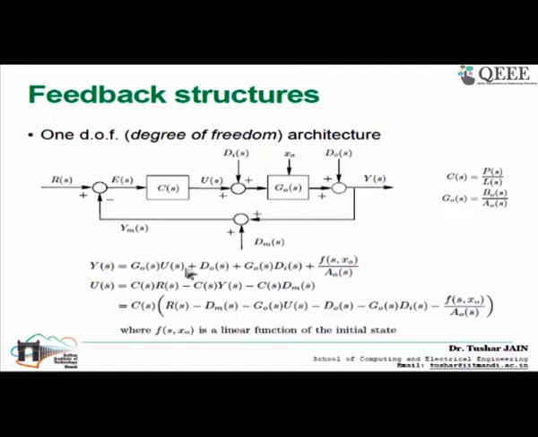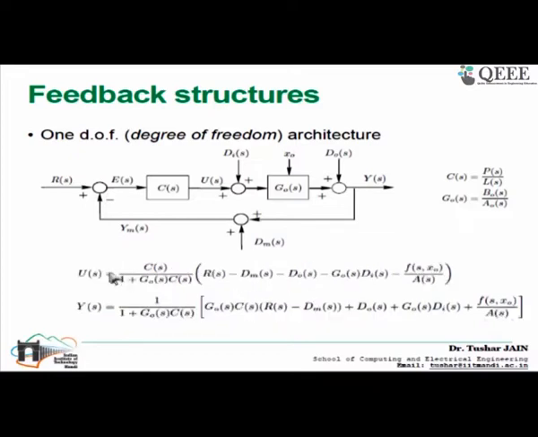You would get your Y of S in all the external variables, right? And the external variables are what? R of S, D_I, D_O, D_M, and this initial condition. So this is what has been computed here, U of S and Y of S with respect to all the external variables, R, D_M, D_O, D_I as a function of X.